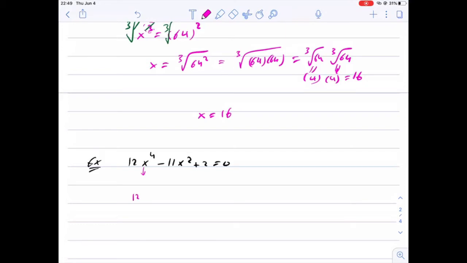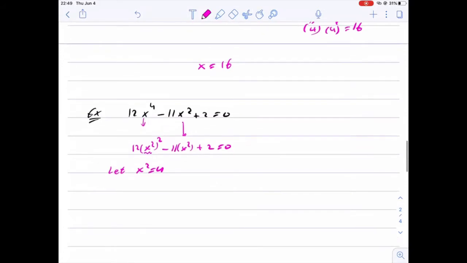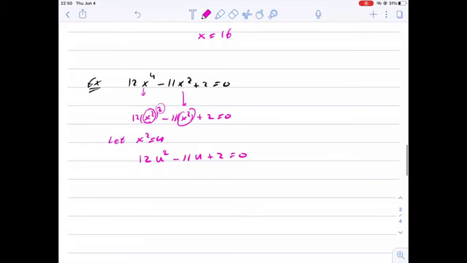We can rewrite this as 12 times x squared, squared. So x squared squared, that's x to the power 4, minus 11x squared plus 2 equals 0. I just rewrote it in this way for a purpose. Now we let x squared equal u. The equation becomes 12u squared minus 11u plus 2 equals 0.